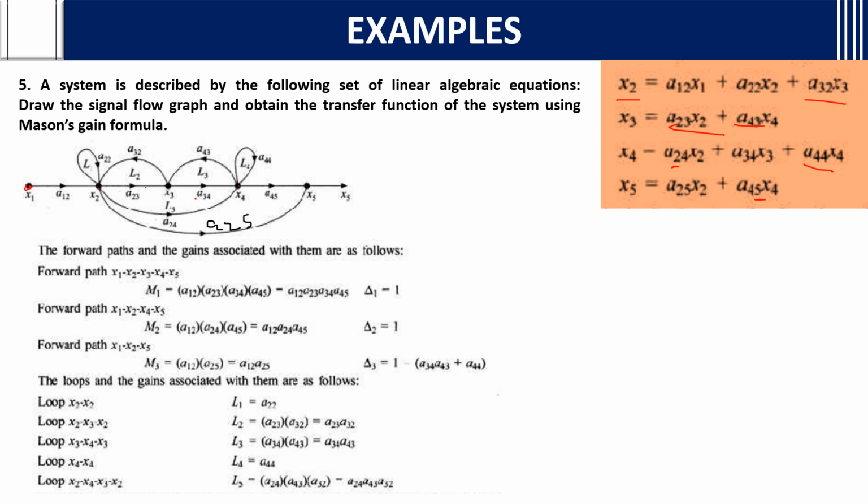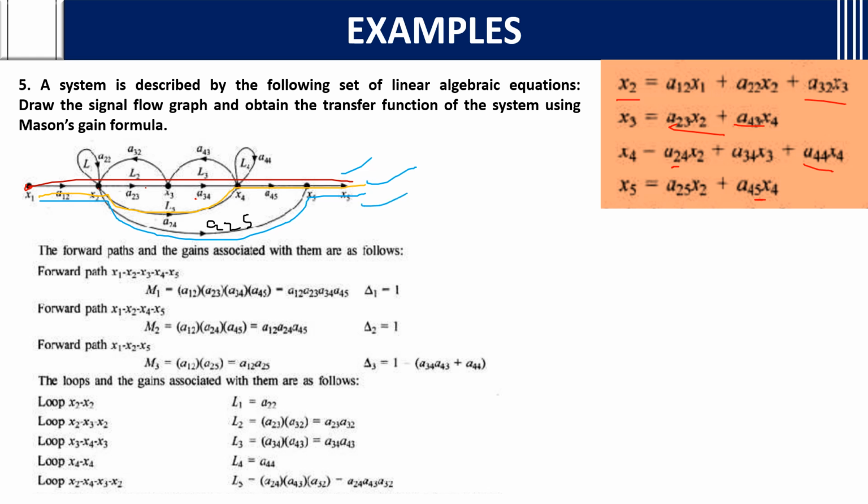Now what we will do? The forward paths and the gains associated with them. How many forward paths are there? If you see, this is one forward path, and I will mark with another color, this is one more forward path. a12, a24, a45. Another forward path is a12, a25. This is one more forward path. See, red is M1, yellow is M2, blue is M3.